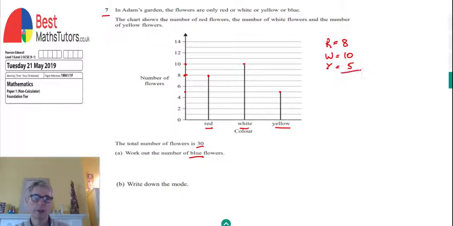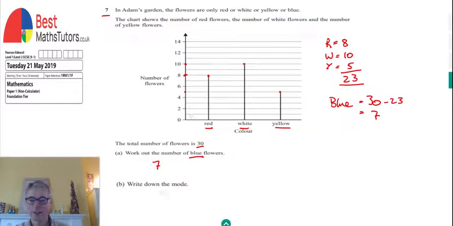And if we add all of them together, we'd get 23. And if we want to find out the number of blue flowers, all we need to do is take that 23 away from the total, and that's going to give us the number of blue. So we're going to do 30, which is the total, take away the 23, and so we can see that that is 7. So the total number of blue flowers is 7.